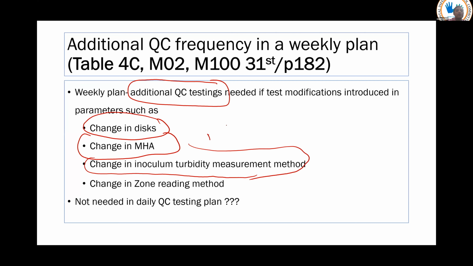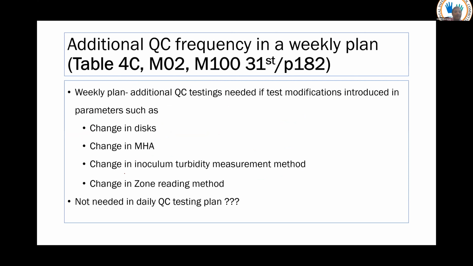like you are using a manual method of measurement of 0.5 McFarland by using the card that we showed you yesterday, and now you want to jump to the densicheck or a photometry device you want to buy, and you want to check your turbidity. So whenever you have a change in the inoculum turbidity measurement method, you also have to test additionally.